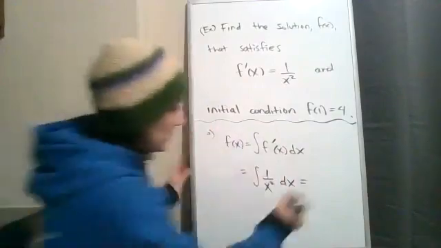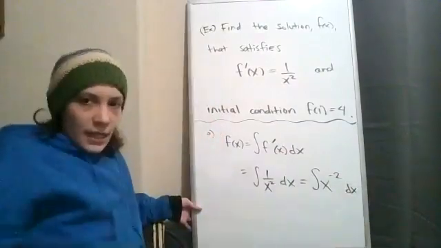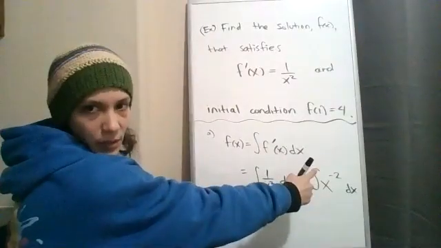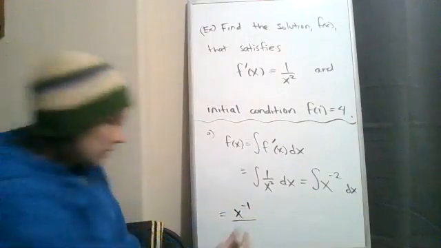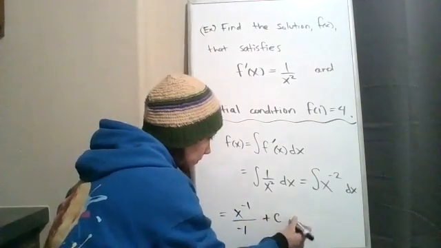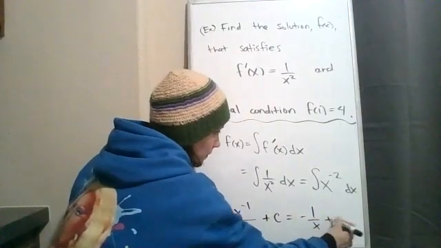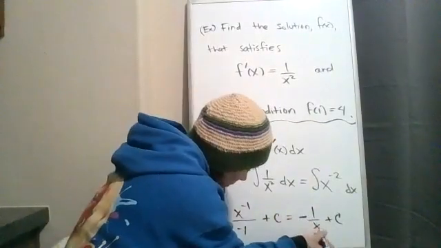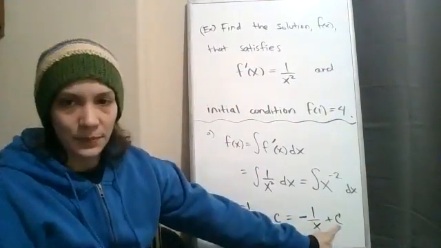Let's rewrite this. And then use a rule. Add 1 to the power. That also goes in the denominator. Plus c. Okay, don't forget the next one. Add c. Next, we're going to use the initial condition to get c.